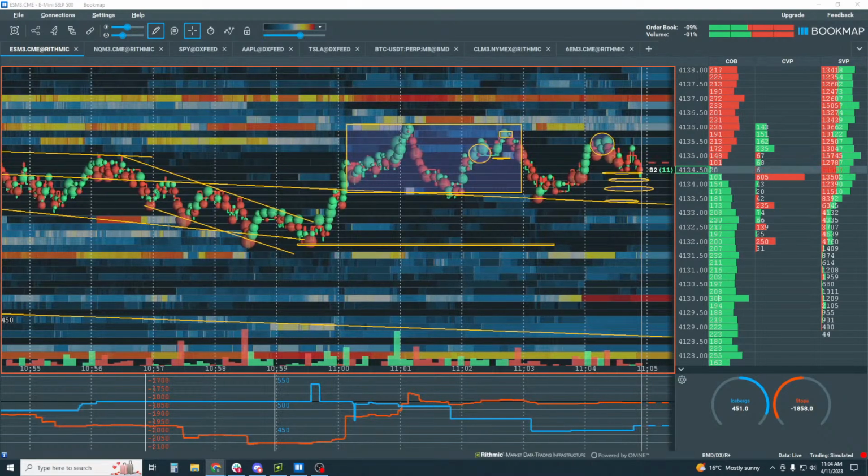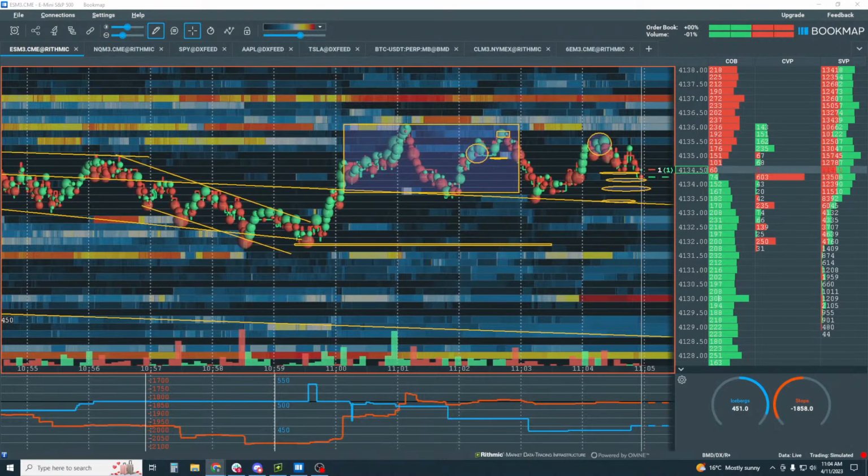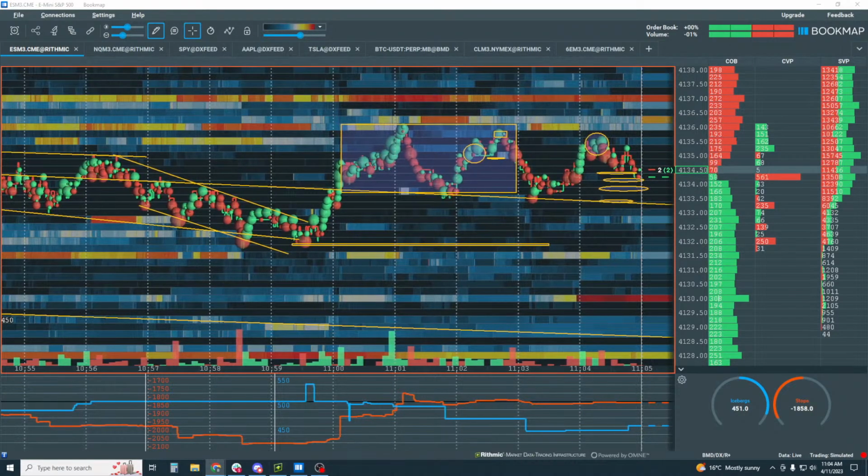Yeah, Mr. Green. So we did use CVD to illustrate how they were trapped with that delta column, especially with a delta column.